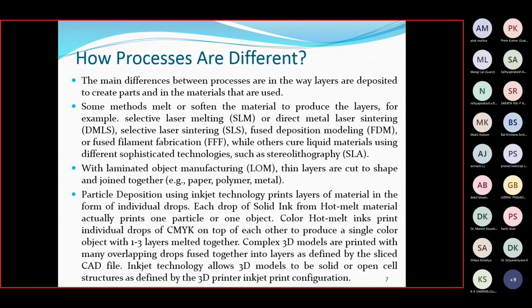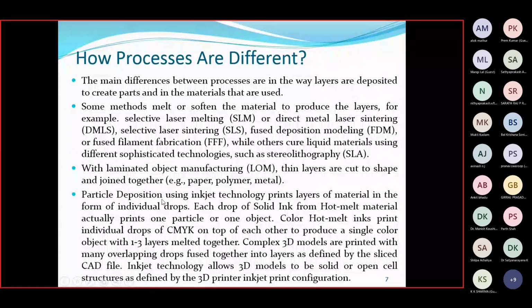So SLA is different, and the previous ones, FFF, SLM, FDM, are different. So here itself I have given you two ways in which the layer is created. And if you go with LOM, thin layers are cut to shape and joined together. So what they will do is cut either paper, polymer sheets or metal sheets, generate a single layer, and then put that single layer on top of the previous layer, and again on top of the previous layer, and then they generate the complete 3D model or 3D object. So laminated object manufacturing is also there. We will see that part also.